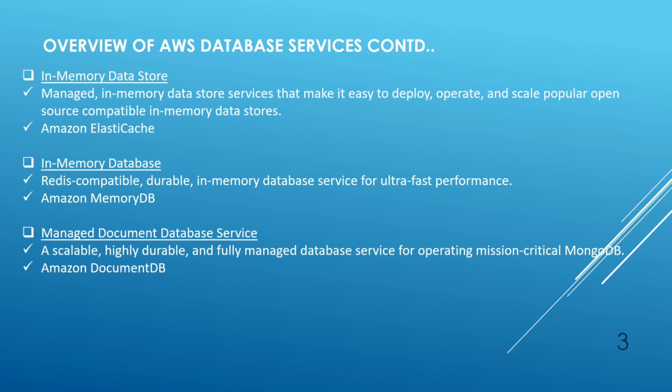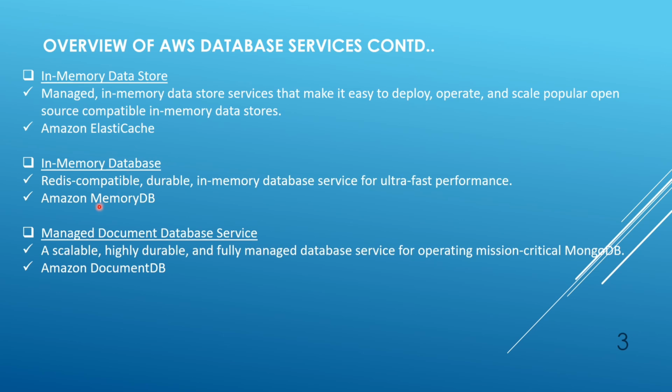In the in-memory data store category, there are two examples. Amazon ElastiCache has two different products, Redis and Memcached. We will go deep into Amazon ElastiCache in upcoming sessions. Today we are just giving an overview of the database services, and we will focus on Amazon RDS, which is the first service here.